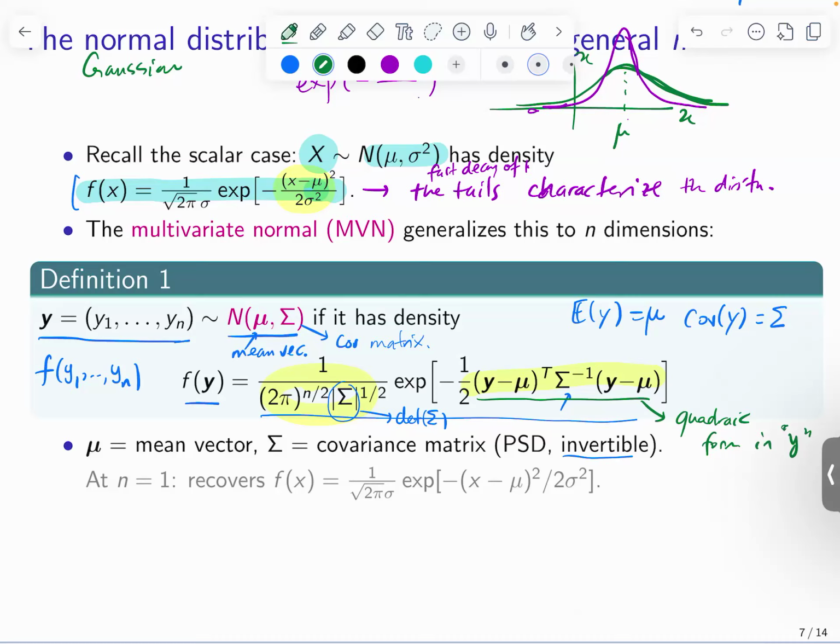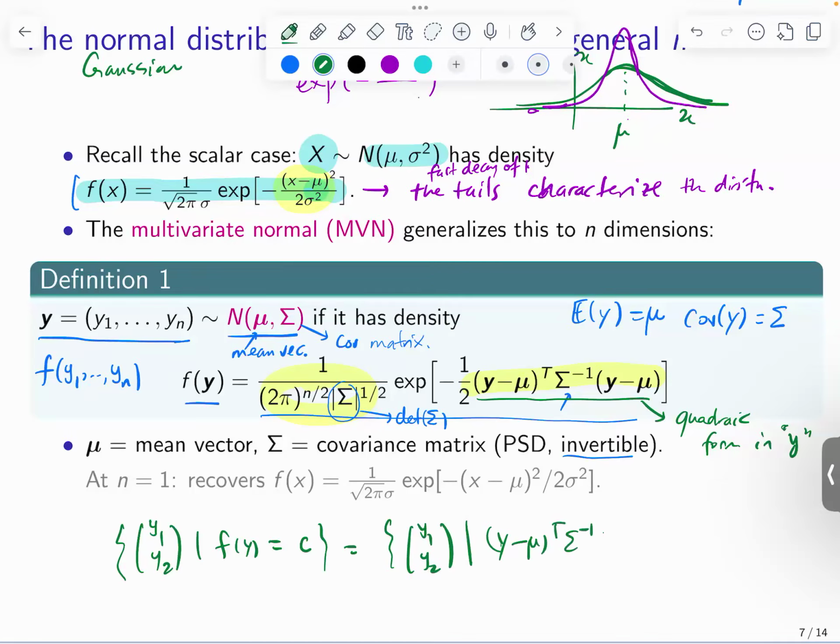Okay, so what it looks like is if I look at the contours, so y1, y2, such that the density is equal to a constant, which happens to be also the same as saying all the y1 and y2, such that this quadratic form is some other constant that you can verify for yourself. This is basically a quantity which is one-dimensional.